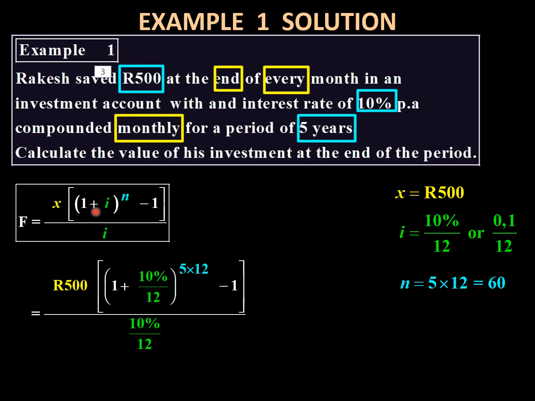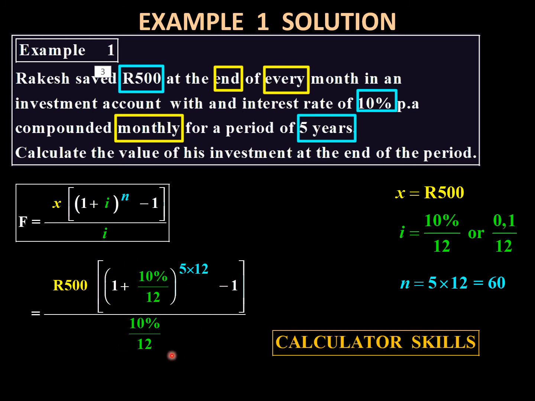X is 500, I is there. Don't do any little bits of calculation, just keep it as 10% over 12. Now we have to go to the calculator and just be careful, and your calculator skills have to be good. If we calculate that, we get 38,718 Rand and 54 cents. I advise you with this calculation, always do it twice: write it down first, recalculate it, and then compare the two answers. So after 5 years, the future value of his investment would be 38,718 Rand and 54 cents.